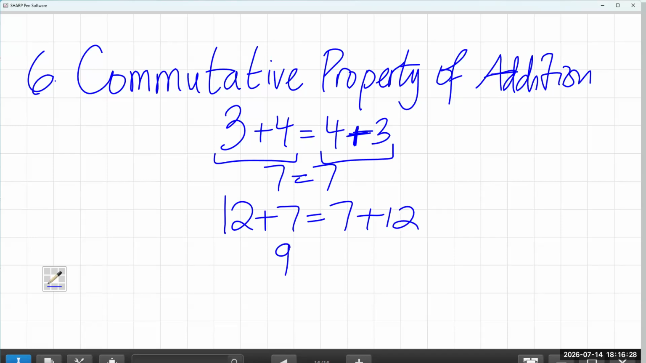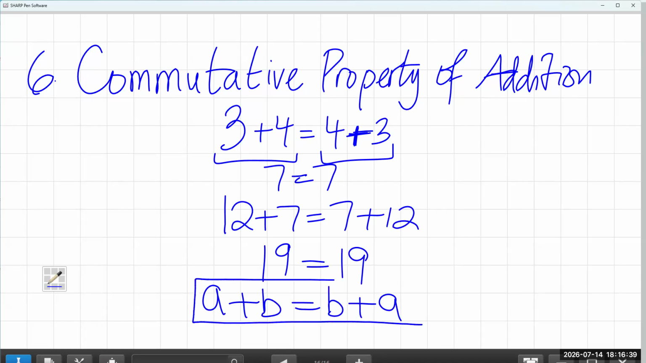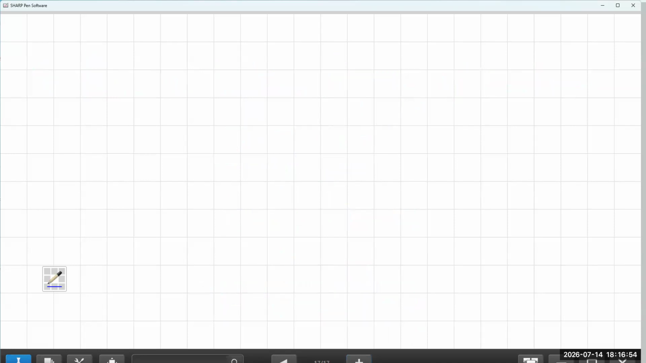That's true. This is 19. This is 19. Okay, now I can do it in the form of letters. 2 things added together will be the same, even if it's just the letters. So that's called the commutative property of addition. There's another one called the commutative property of multiplication. Again, I'll be able to give you this video. You can go back and see the different slides.